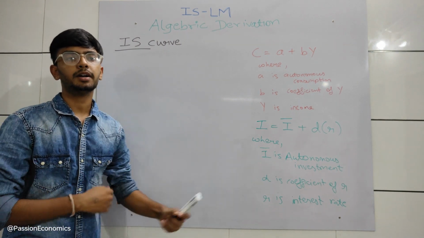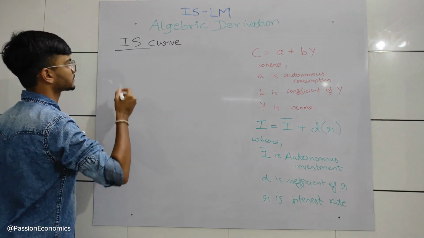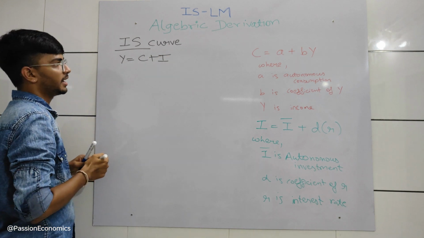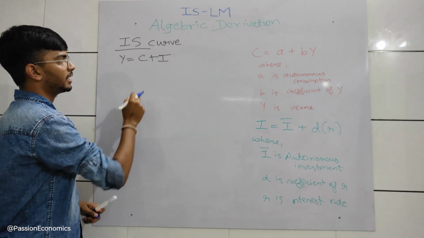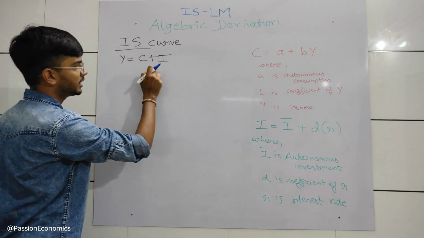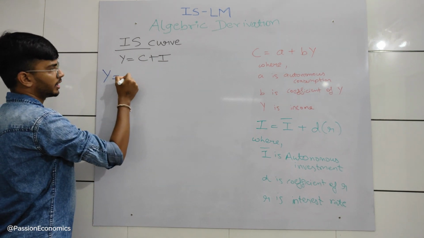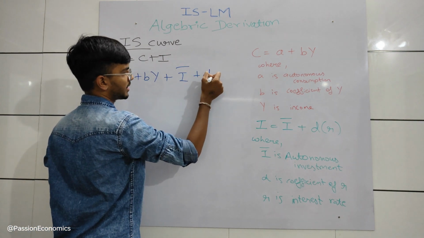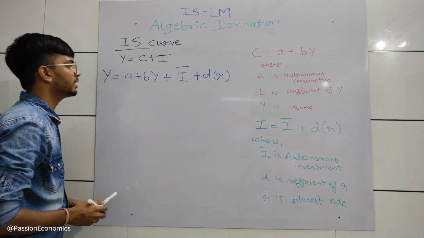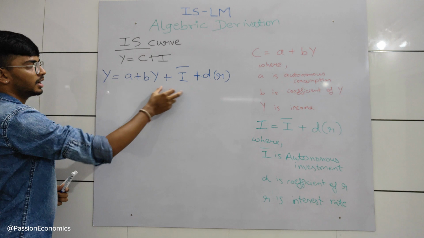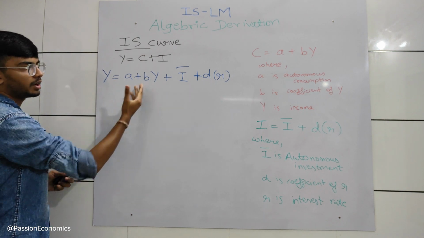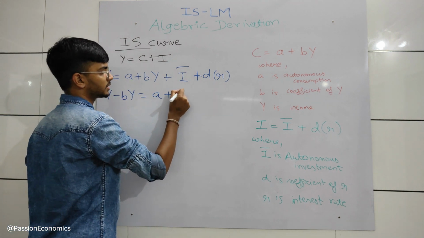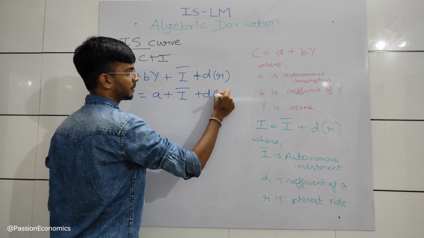As we know, the equilibrium condition in product market is Y equals C plus I. Now we will substitute the values of C and I in the equation. Y equals A plus BY plus I bar plus dr. Now here we can see that BY is common with Y, so we will take it to this side. So Y minus BY equals A plus I bar plus dr.